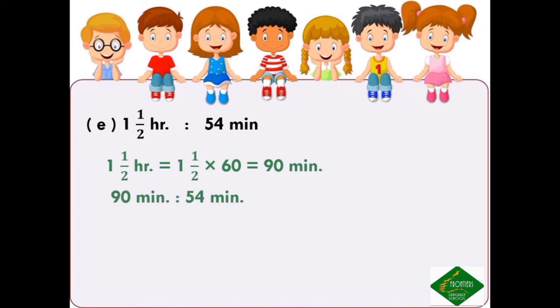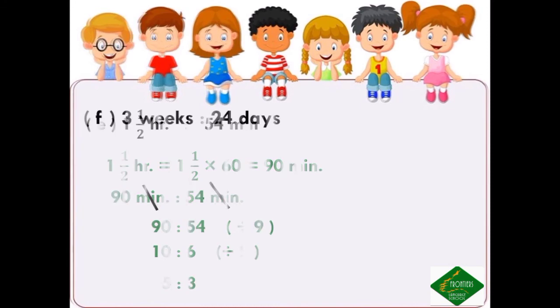Now we have 90 minutes and 54 minutes. Look, we have the same unit, we must cross it. Then we have 90 to 54, we must put it in the simplest form. So I divide by 9, then the answer will be 10 to 6. Now we have even numbers, so to simplify, I divide by 2, it will be 5 to 3.